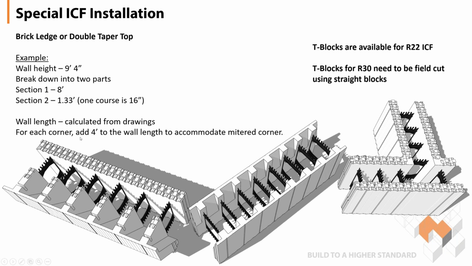We do recommend that for each corner you add a 4-foot length of wall to make a mitered corner in either the taper top or the brick ledge, because you will be losing a bit of the block when you do a mitered corner. So we do recommend to add a 4-foot wall length for each corner to accommodate the field cut that you do. The T-block, we do have a section for T-block for the standard R22 Amvic product. The R30 product, as you're aware, we do not have a T-block, and this would need to be a field cut using a straight block.